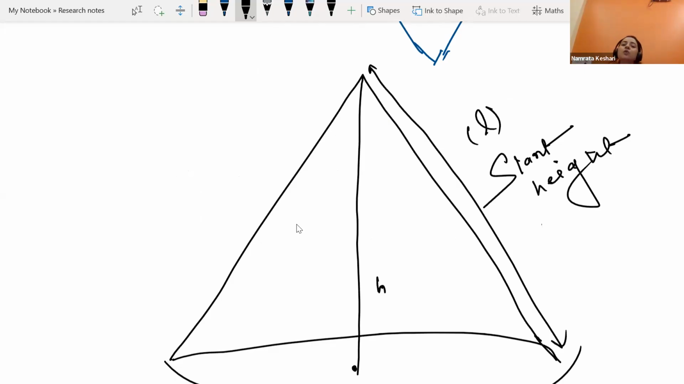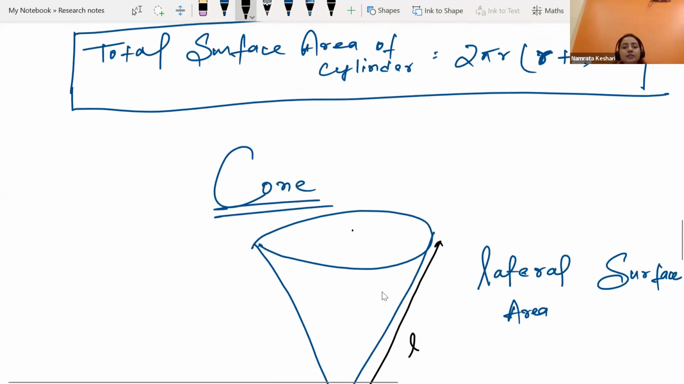Okay, so in a cone we will always be talking about two different heights. One is the perpendicular height, and the other is the slant height. Whenever I write L, you must understand I am talking about this length, and whenever I write H, I am talking about the perpendicular distance, the actual height. Okay, so let's continue. This is called L.